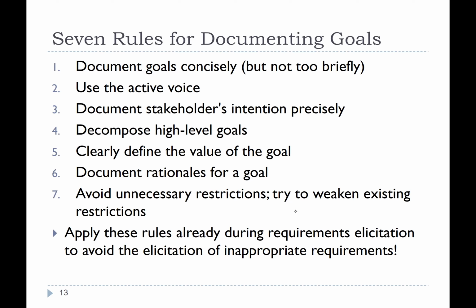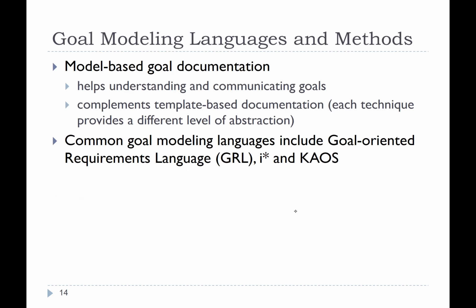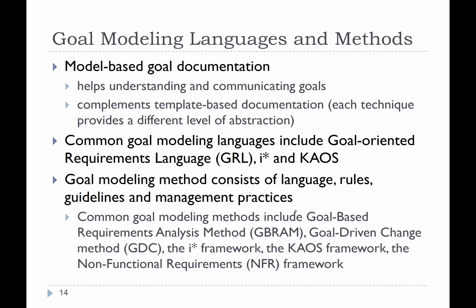Applying these rules, we already applied them during requirement elicitation to avoid the elicitation of inappropriate requirements. All right, so now to the interesting part, okay? When it comes to writing down the goals, just like with use case modeling, just like with system context modeling, we have the ability to model the visual aspect, since a picture is worth 1,000 words. Just like I can do that with functional requirements and so on, I can actually do that with goals as well. It helps create a common understanding.